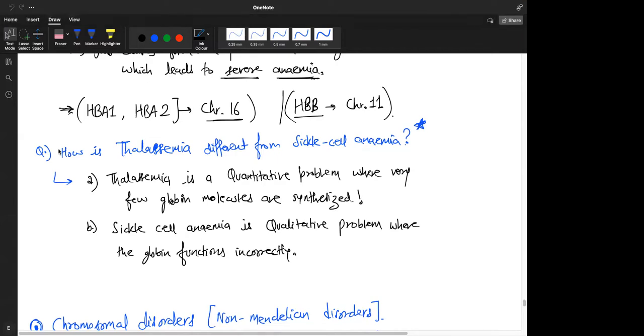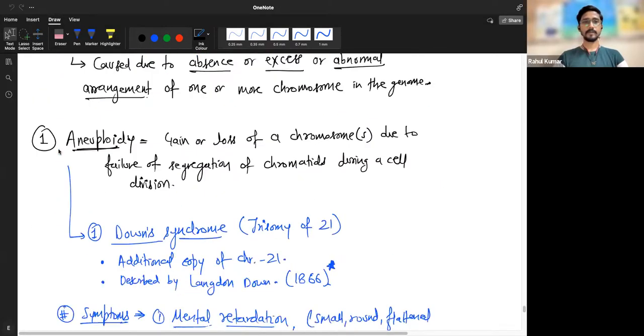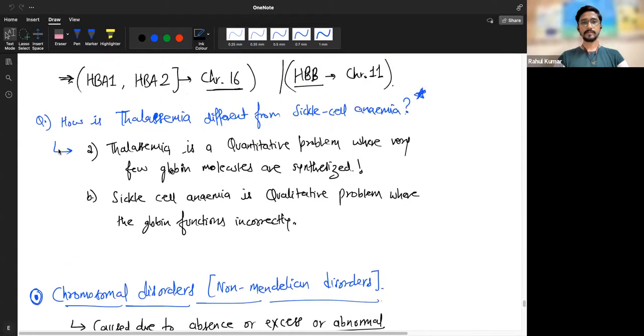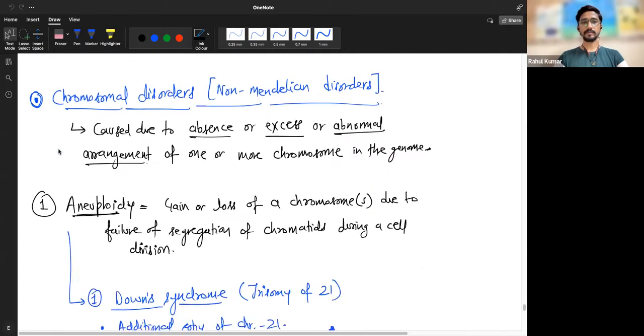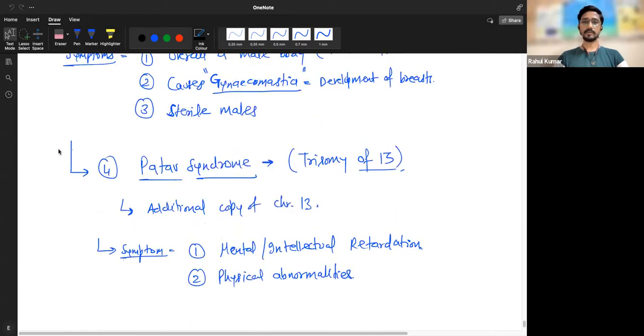Yes. Perfect. So in the last class, we finished chromosomal disorders, the non-Mendelian disorders. There were just four disorders.